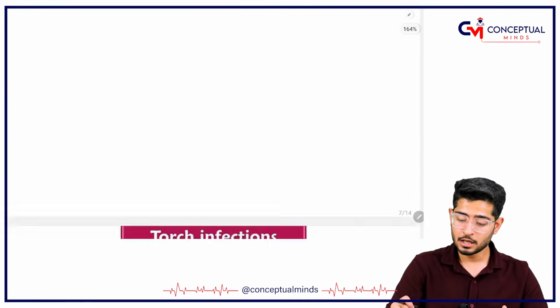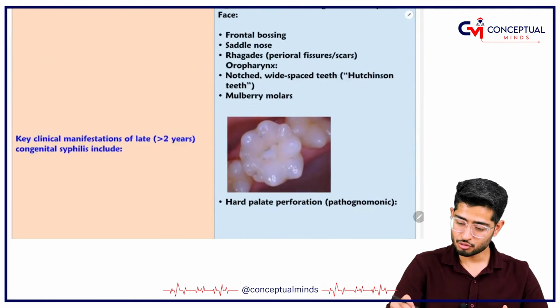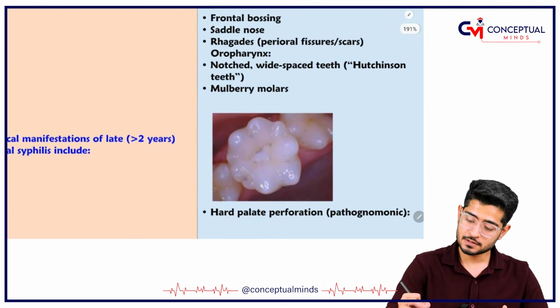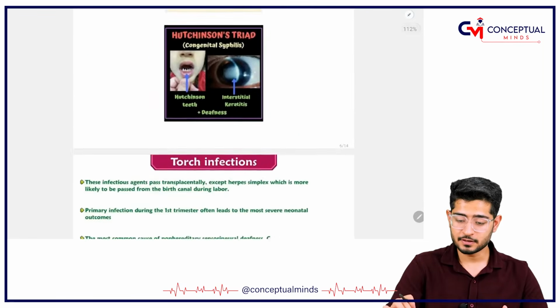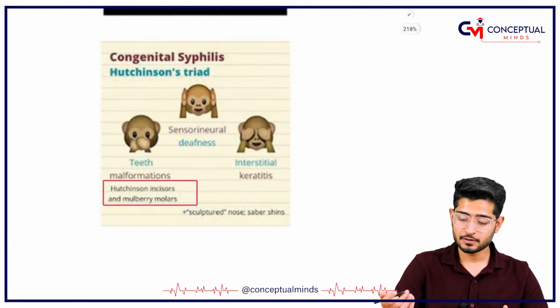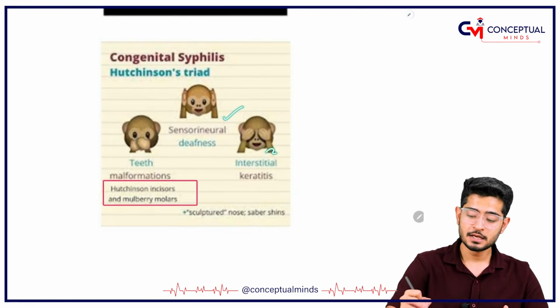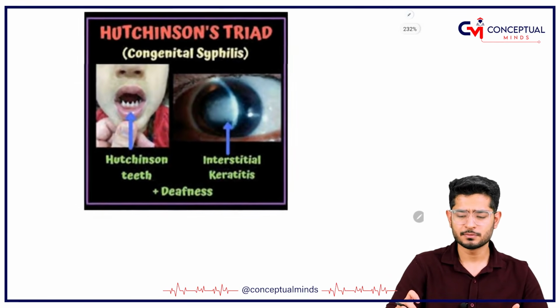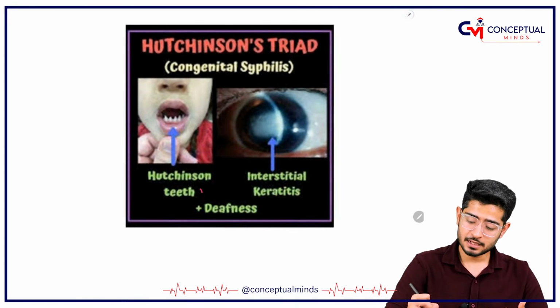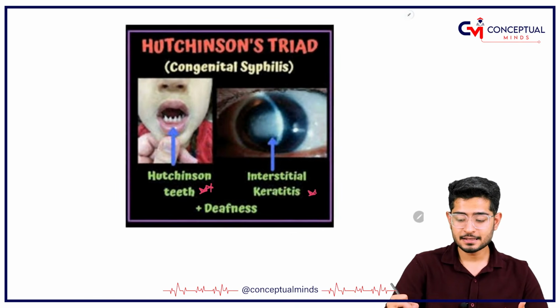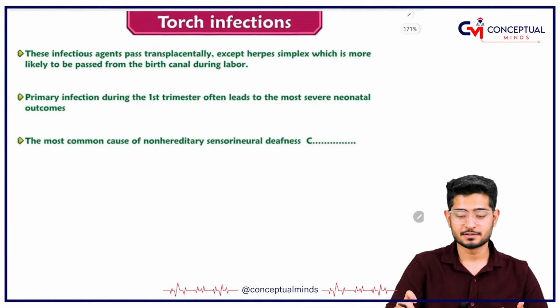They have also got what? Mulberry molars. Let me just show you. So can you see, this is the beautiful picture of mulberry like molars. Okay, so mulberry molars are also going to be there in syphilis only. So this is the triad, of course sensory neural deafness, and of course the interstitial keratitis, or some people say cataract. So what is Hutchinson's triad? One is going to be teeth, Hutchinson's teeth, then eyes, that's going to be keratitis, and that's going to be deafness, the three bandars, the three monkeys.